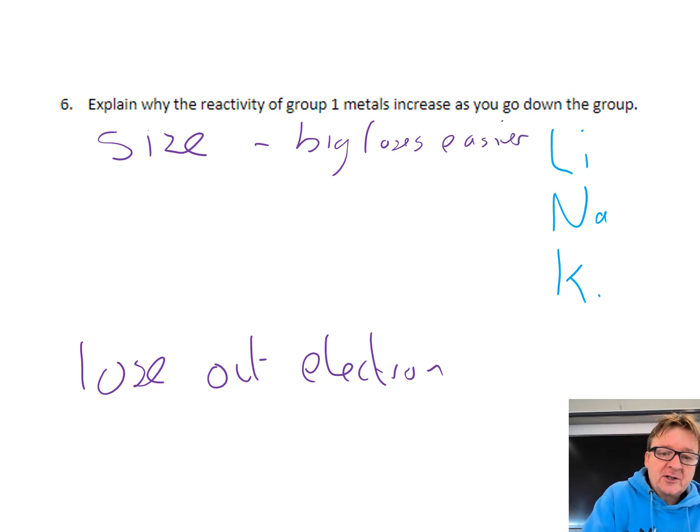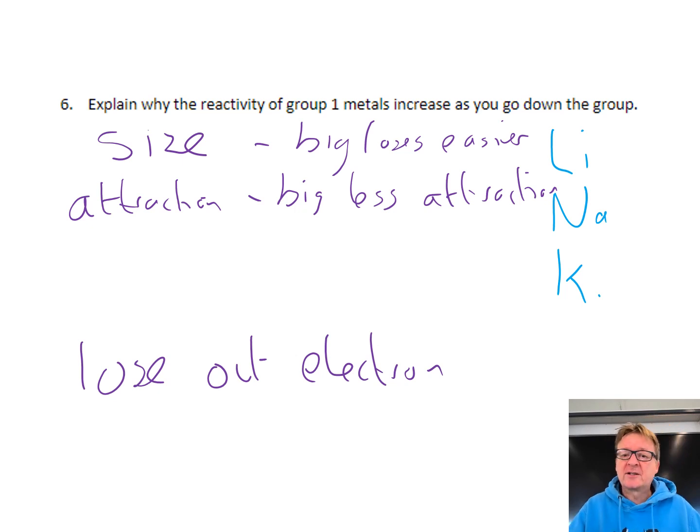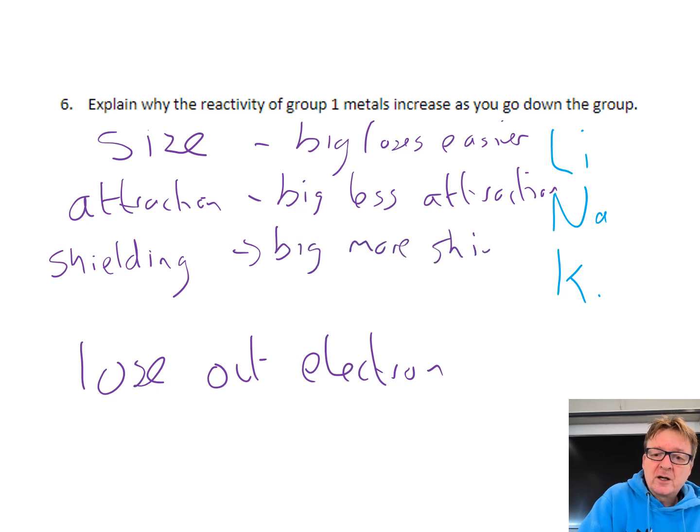The attraction. The bigger it is, the less attraction. The attraction is between the electron on the outside and the middle. The last one is then shielding. The bigger it is, the more shielding. And what shielding means is things in the way.